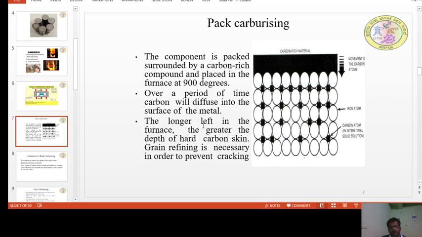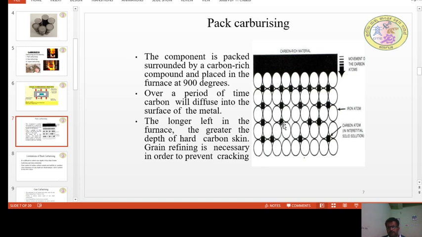The longer the component is left in the furnace, the greater the depth of the hard carbon skin. And then the grain refinement is necessary in order to prevent cracking. So look at this. This is the carbon rich material, and from the carbon rich material, the carbon is diffusing into the interstitial position of the metal. This shows the direction.